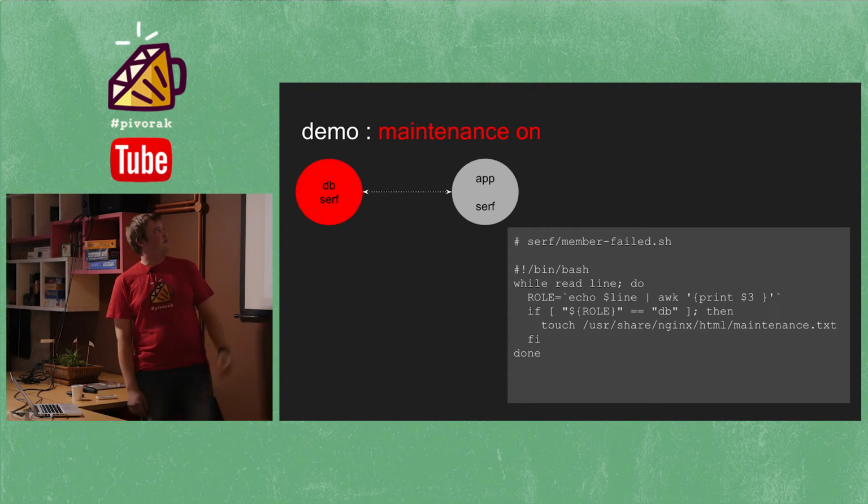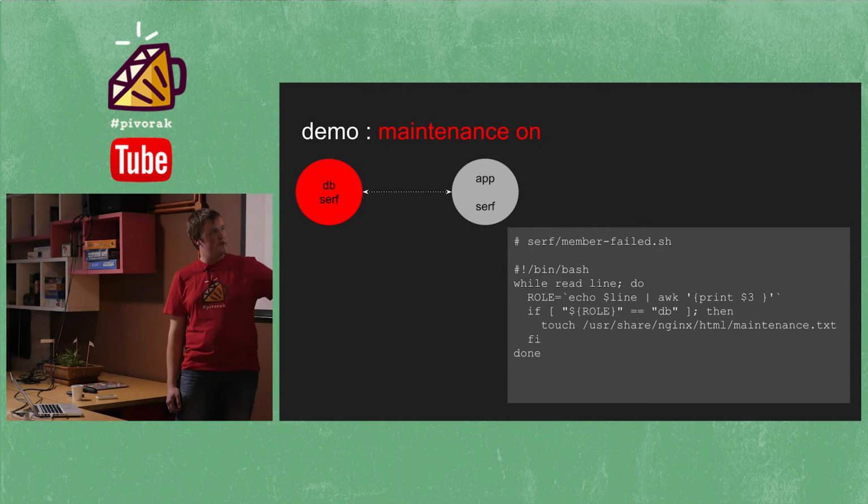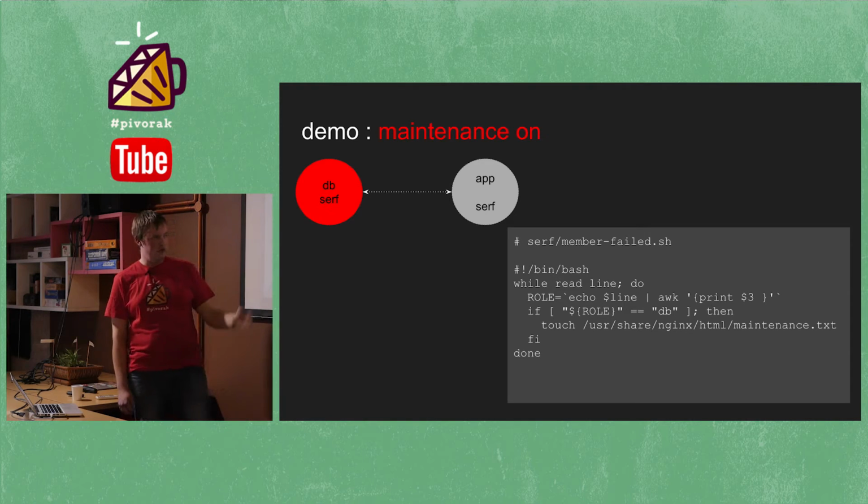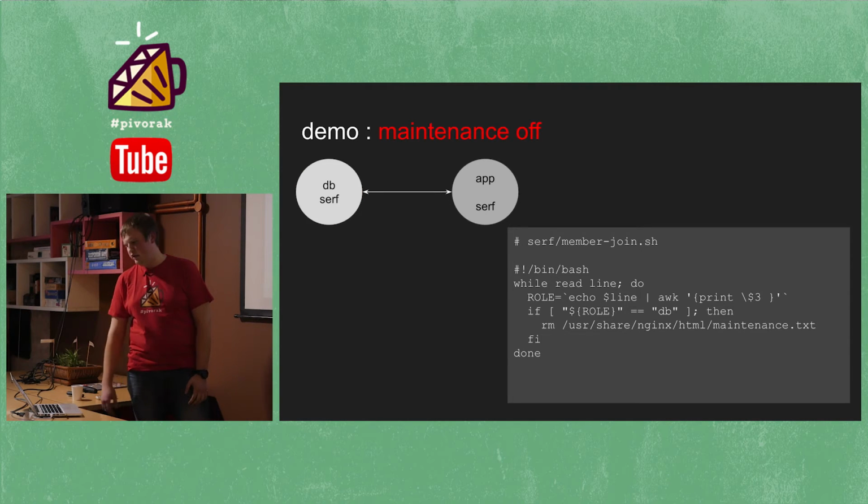So when the database server goes down, a member failed event is propagated within the cluster. The application server has the member failed event handler, which simply adds this file to the document root. Database server returns, and now it's alive. A member join event is propagated within the cluster. We remove that file.